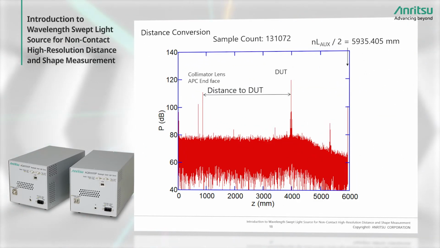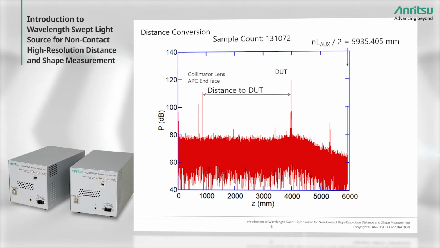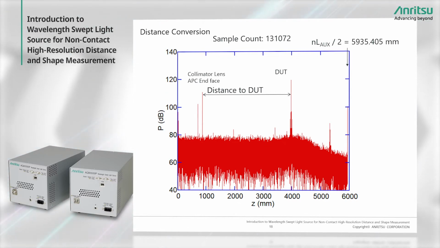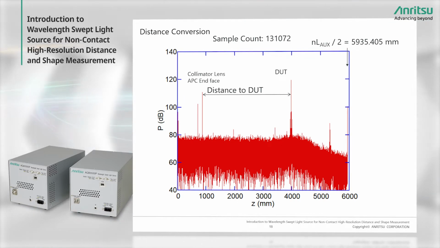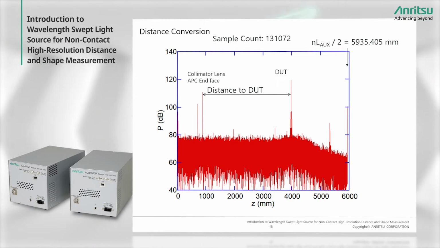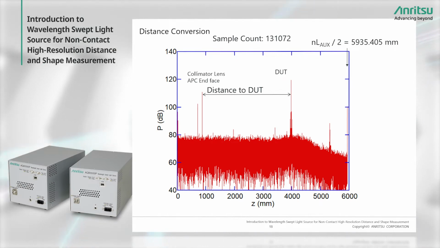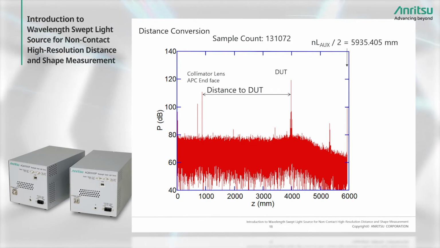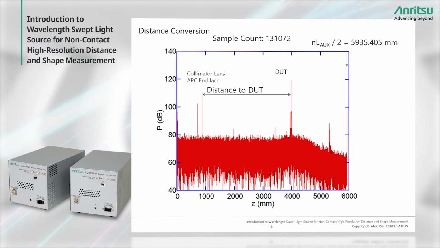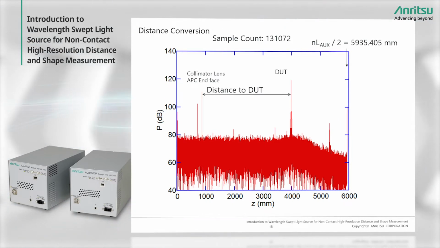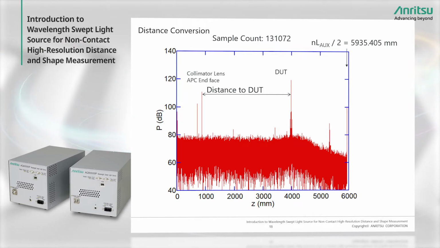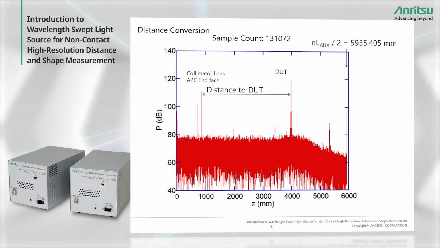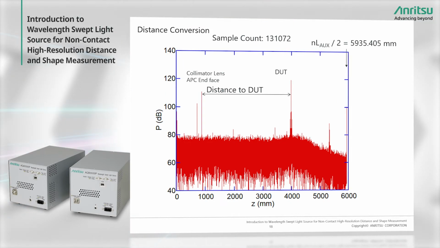Finally, let's look at the distance conversion method. In this example, 131,072 samples were captured and subjected to Fourier transformation. As a result of doing so, the distance to the halfway 65,536th point is the halfway distance of the delay length found previously. In other words, in this case, 5,935.405 mm. By knowing the length of this position, the distance can be found by proportional calculation.